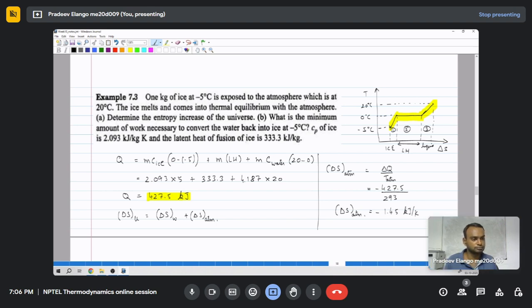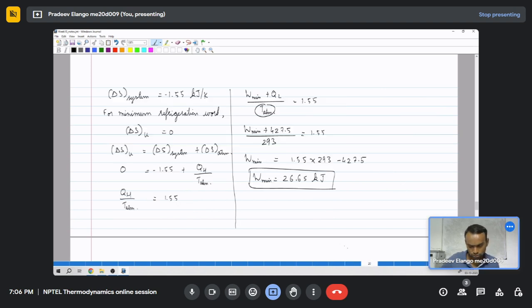Sir, delta S for the atmosphere and delta S for the universe, why is it taken negative, sir? Yes, delta S for the system is negative. When we are cooling the system, we are extracting the heat away, right? So the entropy will reduce for the system. Earlier it was water at 20 degrees, and we are using some refrigeration to come to ice at minus 5 degrees. That means we are taking the heat from the water.